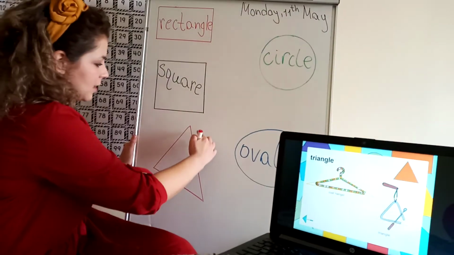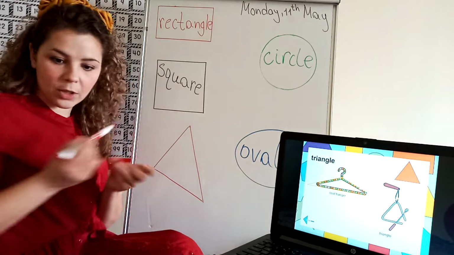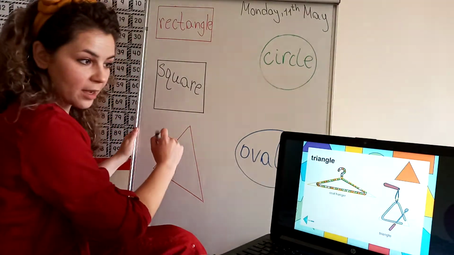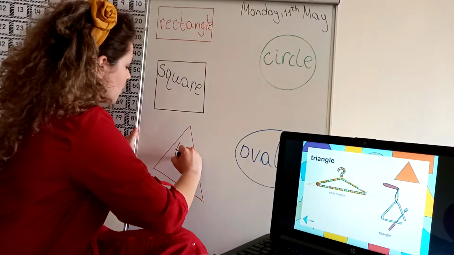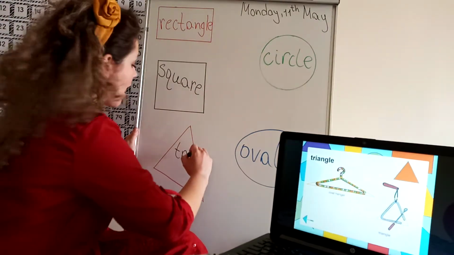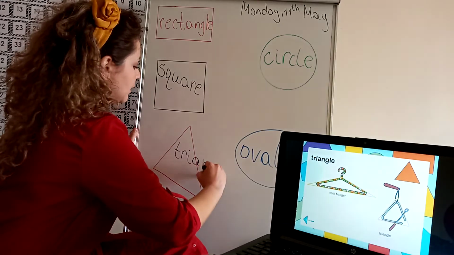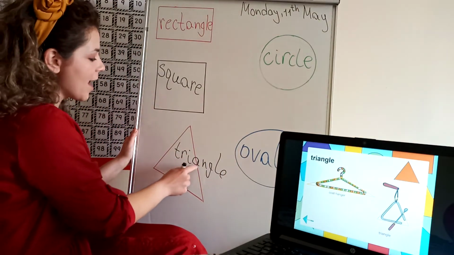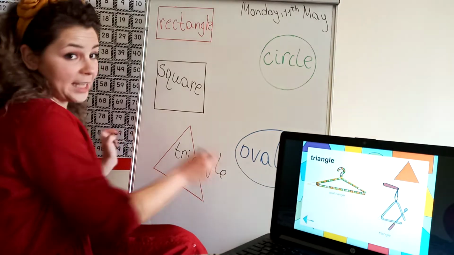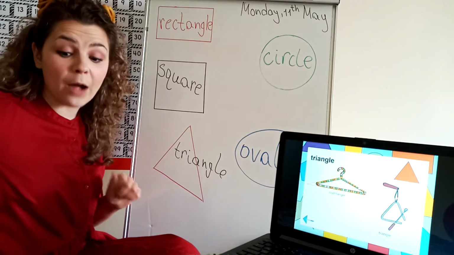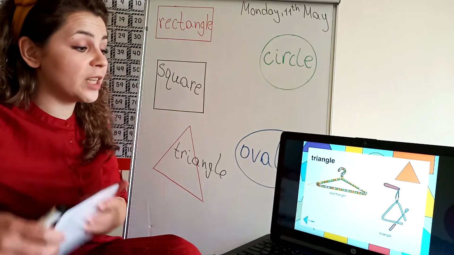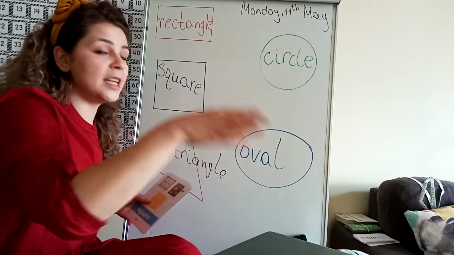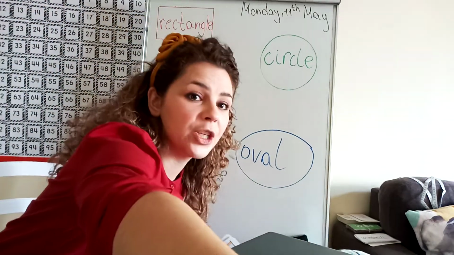Okay, I'm gonna write, well, you know what I'm gonna do? I'm gonna use a contrasting color and write triangle, okay? T-R-I-A-N-G-L-E. Okay, triangle. We need to remember how to read and write these words. I know they're tricky. Okay, so those are these shapes in some everyday pictures.